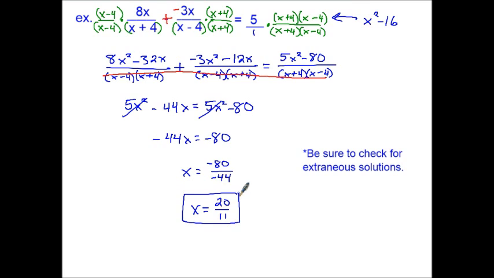Be sure to check for extraneous solutions. Extraneous solutions are anything that would make the original denominators equal to 0, since we can't divide by 0. So basically 20 over 11, well, if I look at my original denominators, a negative 4 would make the first guy equal to 0, positive 4 would make the second guy equal to 0, and this is clearly not either of those two numbers, so we get to keep it. If it was one of those two numbers, we'd have to throw it out.